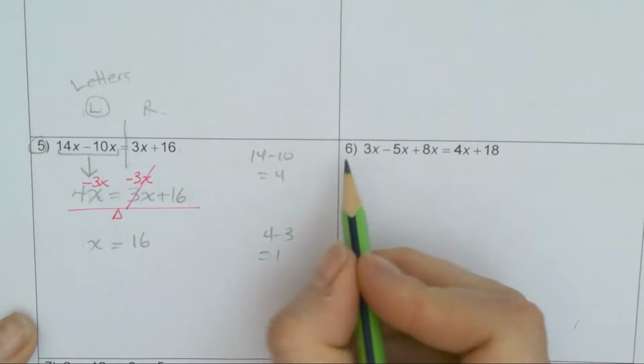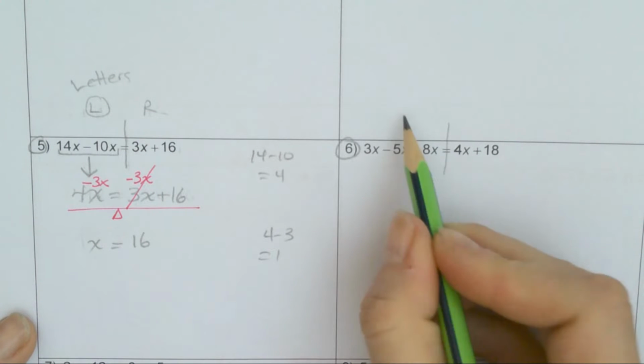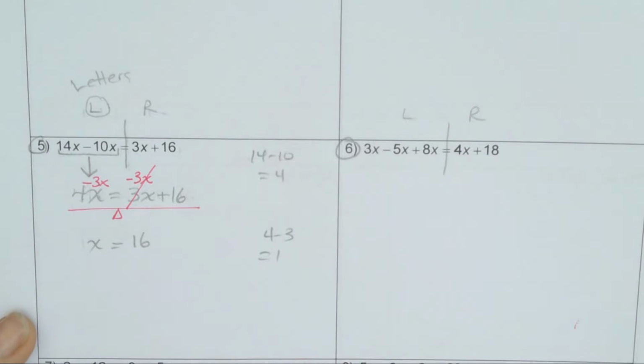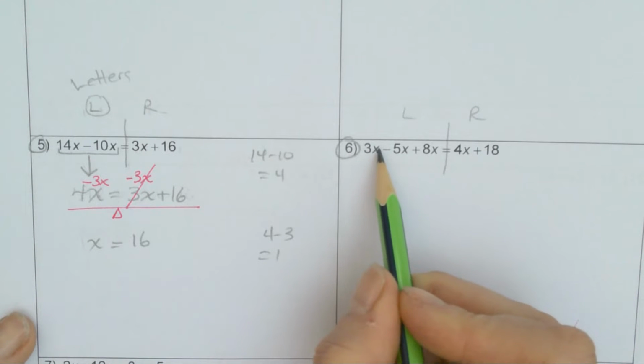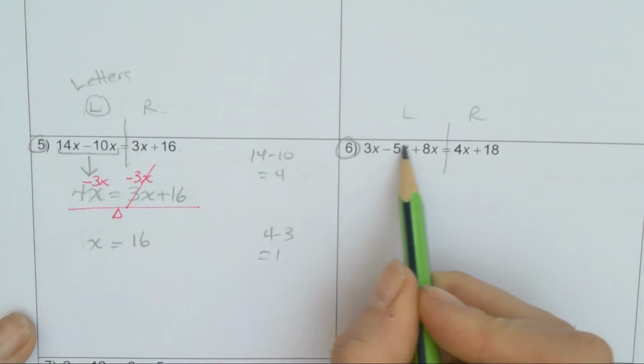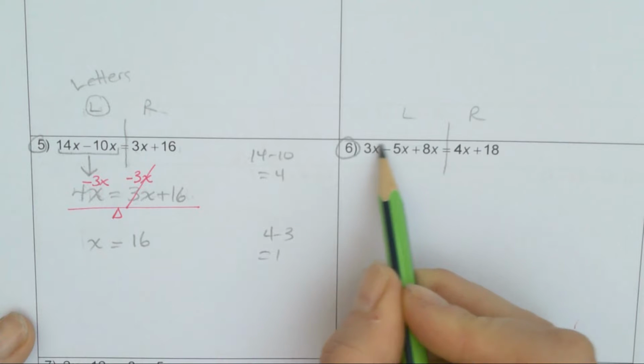Okay, let's do number 6. So cut it at the equal sign to make the left side and the right side. And we have to look at the left side and the right side. Can we make it more simple before we start to solve? Well, this has an x, this has an x, this has an x. So all of these are like terms, so I can put all of these together.